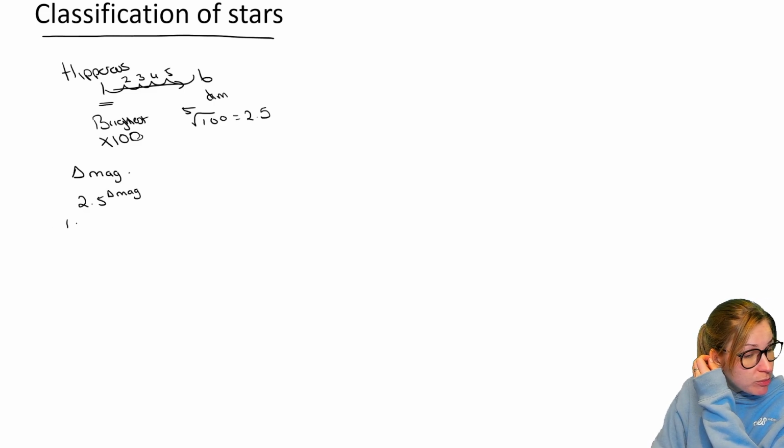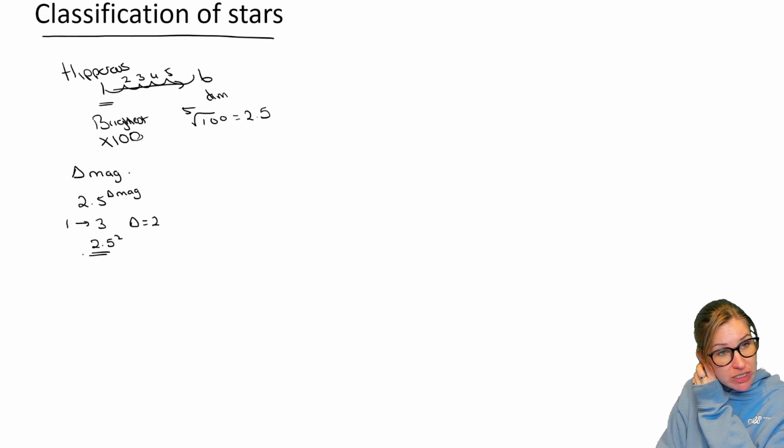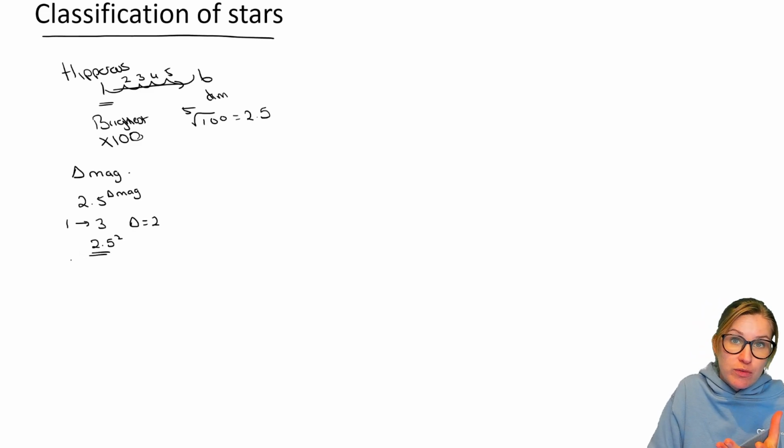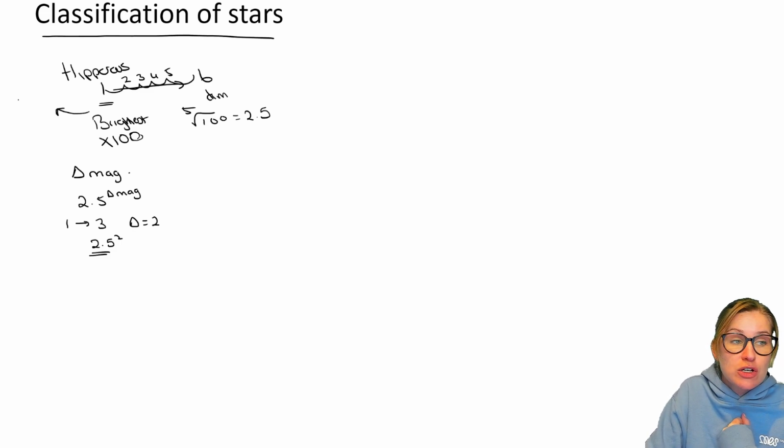So let's say I want to compare the brightness of a class 1 and a class 3 star. The change in magnitude there is 2. So if I do 2.5 squared, that tells me how much brighter a class 1 star is than a class 3 star. However, as our telescopes have gotten a lot better, clearly we can see much brighter things in the sky than we can with our naked eye. So those brighter things now have negative numbers.